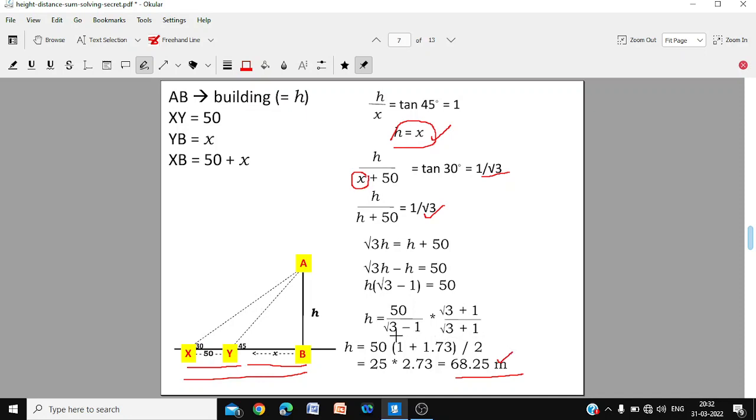Only note that whenever we are getting root 3 minus 1 or root 3 in the denominator, you may get root 3 minus 1, you may get root 3, or you may get root 3 plus 1. But in this case, we are getting root 3 minus 1. We always rationalize the denominator. That is one thing. And secondly, the value of root 3 is 1.73 or 1.732. And we are getting the height of the building as 68.25 meters. You can pause the video and look at the calculation.